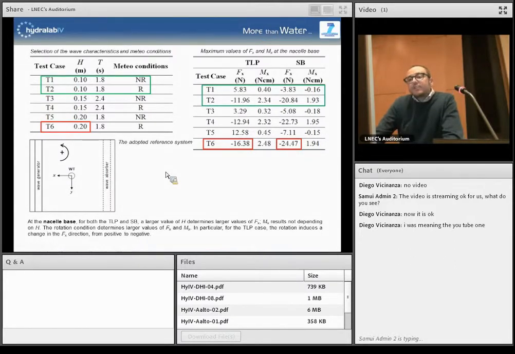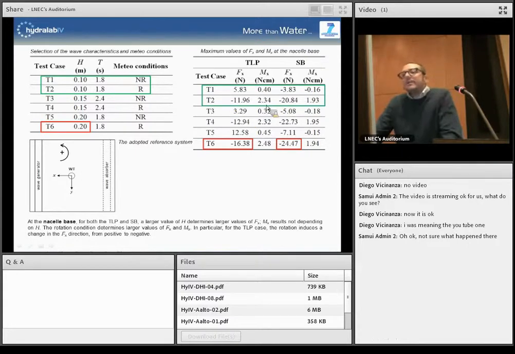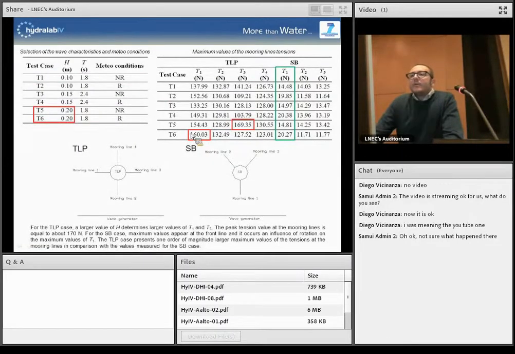For the spar buoy case, maximum values appear at the front line, and there is an influence of rotation on the maximum values of the tension at mooring line 1. The TLP case presents one order of magnitude larger maximum values of the tensions at the mooring lines in comparison with the values measured for the SB case.